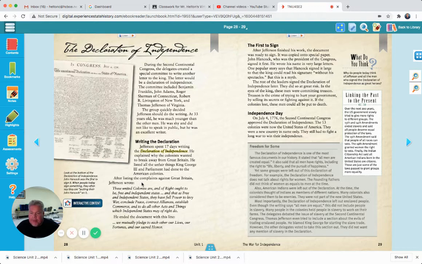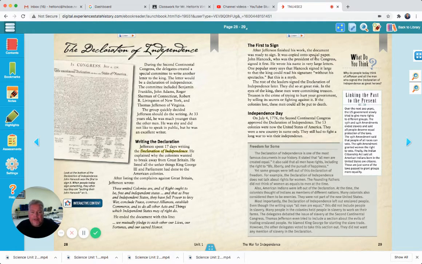He ended the document with this line: "We mutually pledge to each other our lives, our fortunes, and our sacred honor," saying they are together against this king. After Jefferson finished his work, the document was ready to sign.